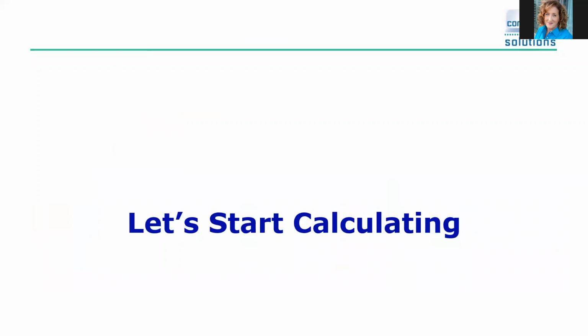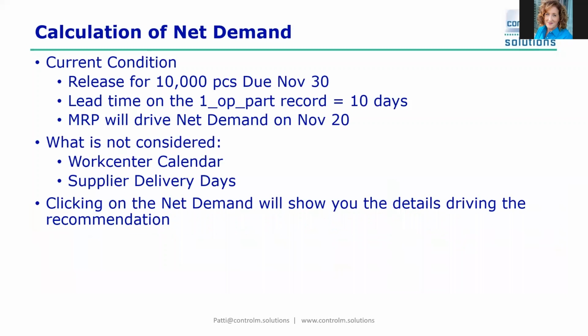Now let's see how our data from a few screens ago plays out with net demand. Remember our condition here, we're going to be able to see where net demand comes up with these numbers. Our current condition is a release for 10,000 pieces due November 30th. Our lead time on our finished good, which is called one op part, is 10 days. So MRP is going to drive in net demand on November 20th.